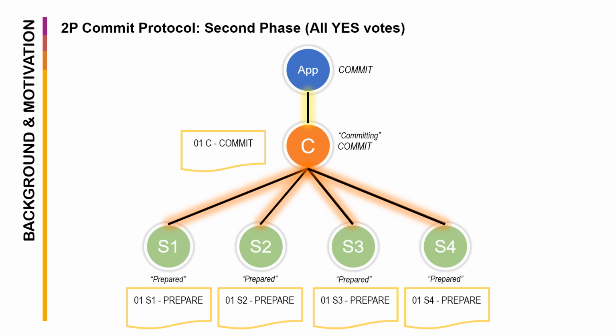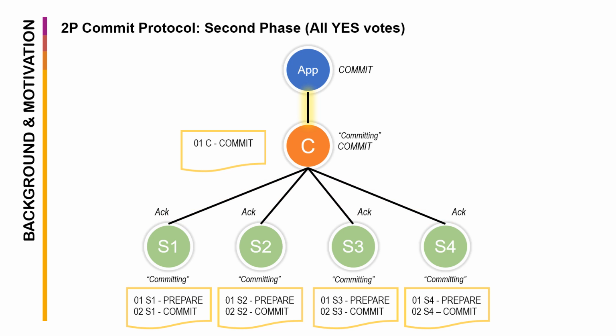Each subordinate, after receiving a commit, moves to the committing state, force writes a commit record, sends an acknowledgement or ACK message to the coordinator, and then commits the transaction and forgets it. The completion of the force writes takes the transaction to its commit point. Once this point is passed, the user can be told that the transaction has been committed.